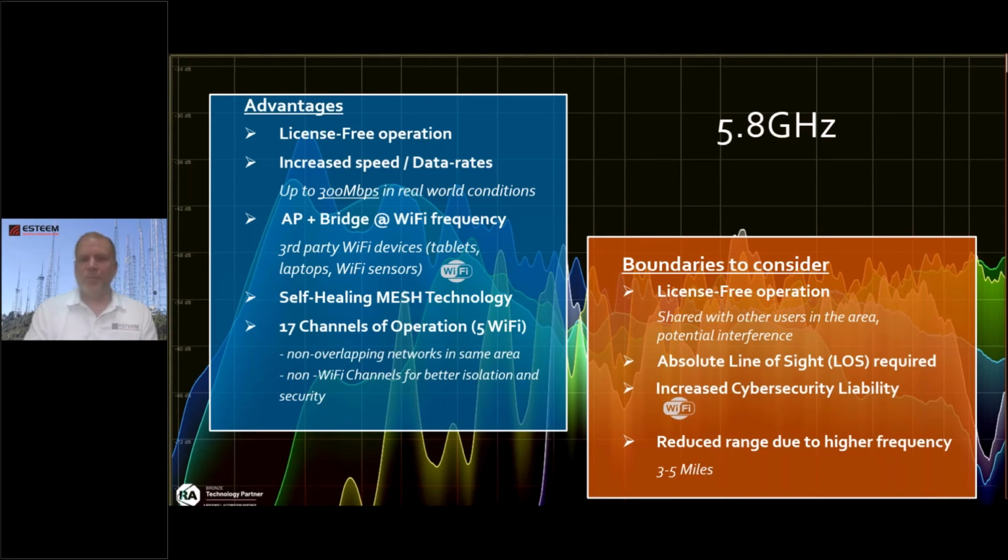One of the things with 5.8 is it does require absolute line of sight. These antennas need to see each other. Anything that gets in between them is ultimately going to kill that link. Again, the higher the frequency is, and those higher data rates require more signal, and so our range is down to about 3 to 5 miles on this. So again, it's not necessarily a good thing, it's not necessarily a bad thing. It's just something to be aware of as we're designing that network.